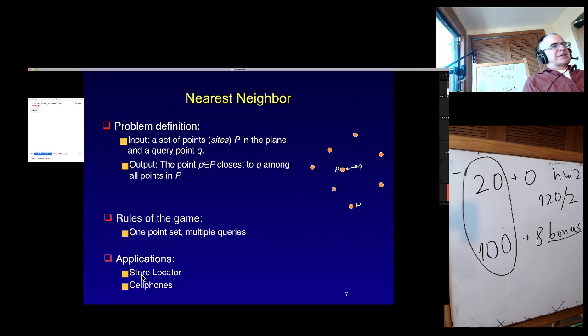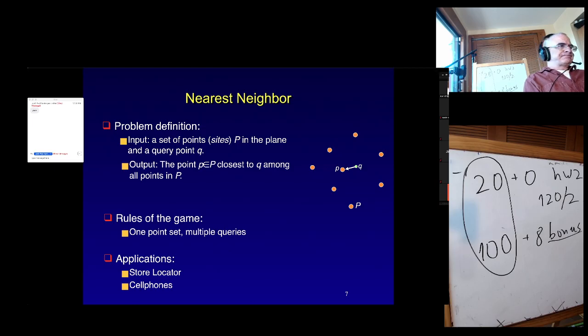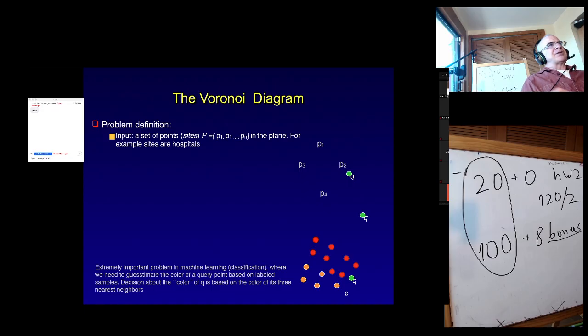You can ask which is the store that is the closest to me. Q could be one of the cell phone users, and Q generates a lot of queries because Q is actually walking down the street, and each time I need to ask which cell tower is the nearest to Q. Okay, many applications.